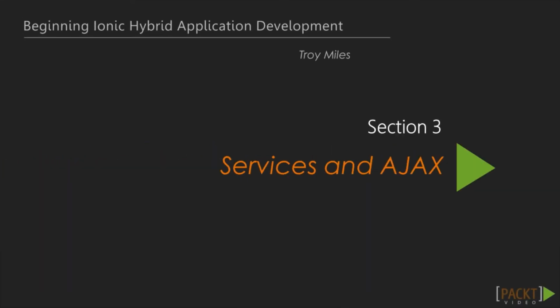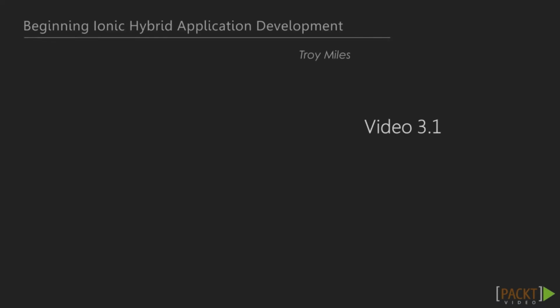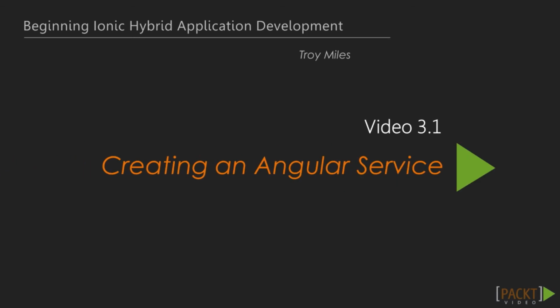Hi, and welcome back to Beginning Ionic Hybrid Application Development. In our last section, we got into the basics of our app structure and added menu items to our app. This is the third section, Services and Ajax. In this section, we'll take a look at Angular services, Ajax calls, calling a service from a controller, and adding infinite scroll and refresh elements. This is video 3.1, Creating an Angular Service.